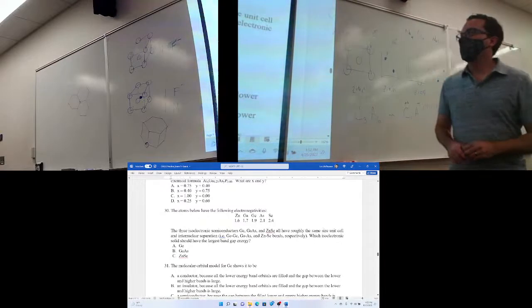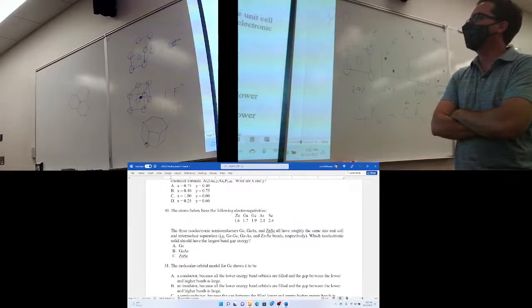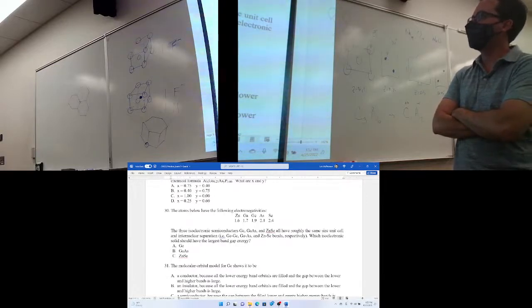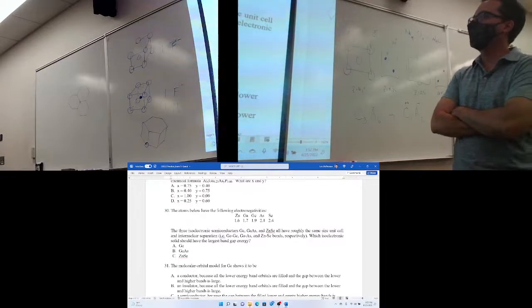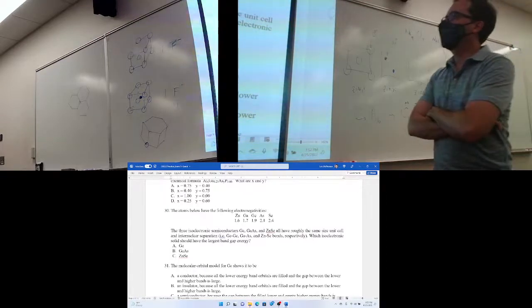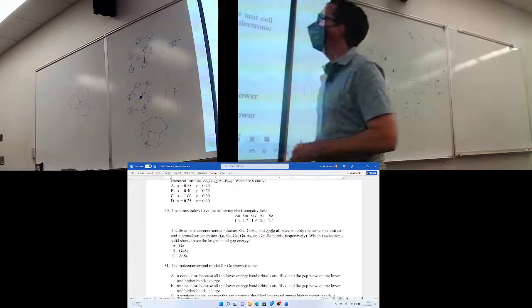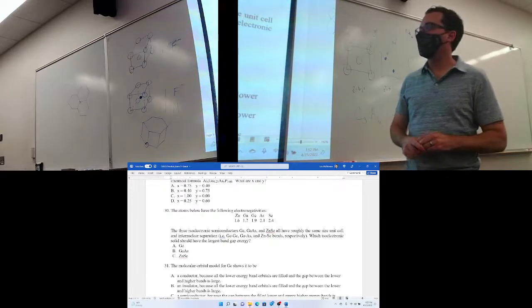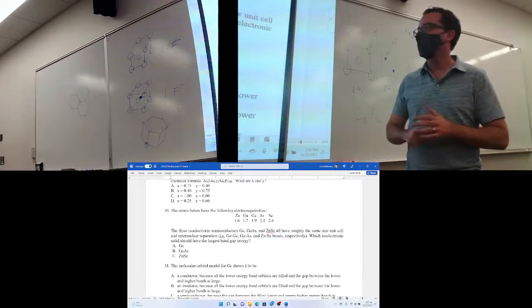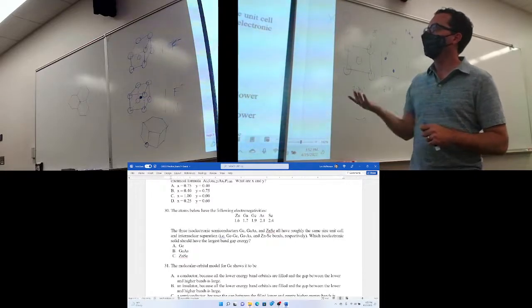Okay, so we have these isoelectronic semiconductors. They have the same unit cell length and internuclear separation, same idea. Which isoelectronic solids have the largest band gap energy? So we have the electronegativities here, which is a clue. The biggest difference in electronegativity will give us the largest band gap.